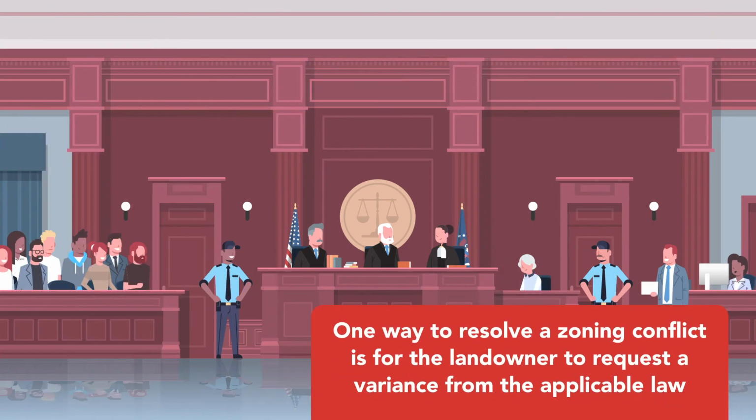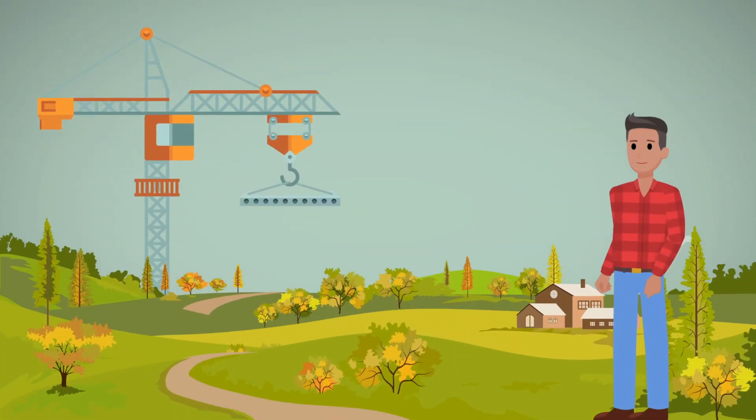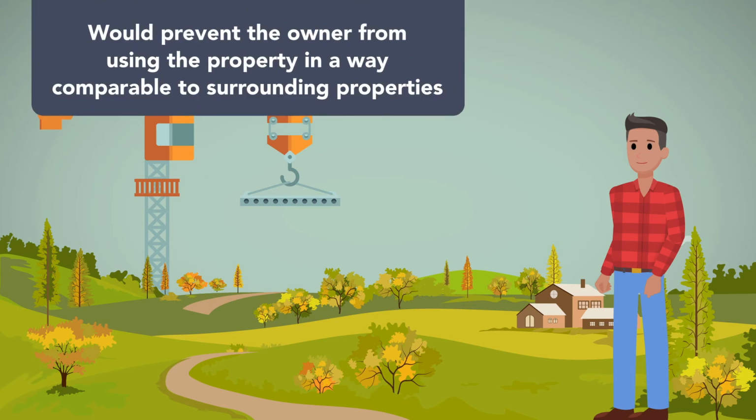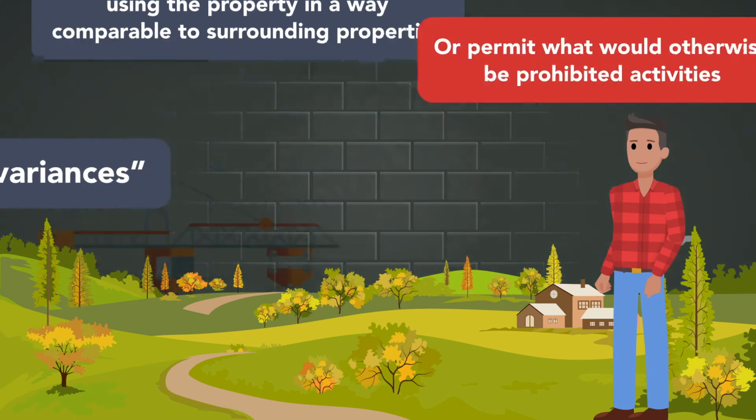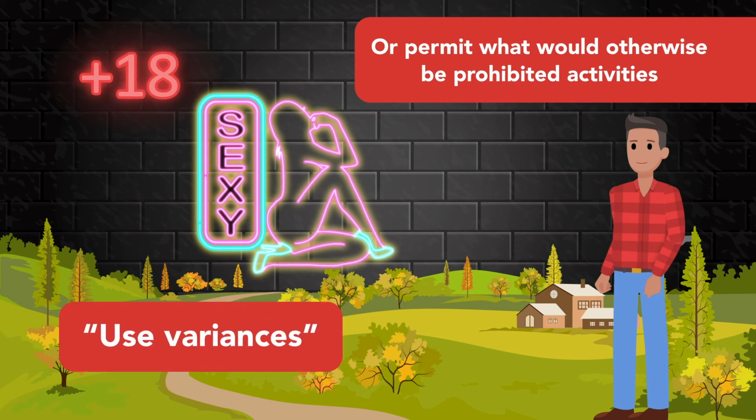One way to resolve a zoning conflict is for the landowner to request a variance from the applicable law. Zoning variances can allow owners to develop land when the shape of the lot or its other characteristics, or the zoning law itself, would prevent the owner from using the property in a way comparable to surrounding properties, called area variances, or permit what would otherwise be prohibited activities on the land, called use variances.